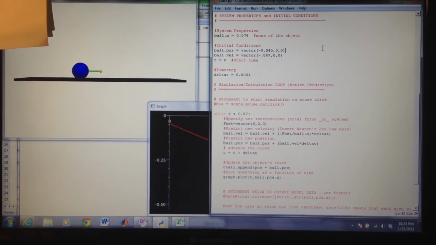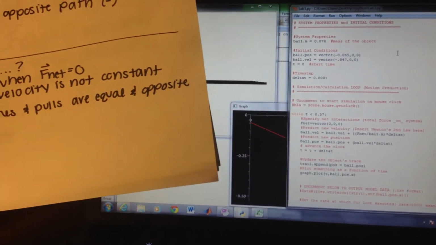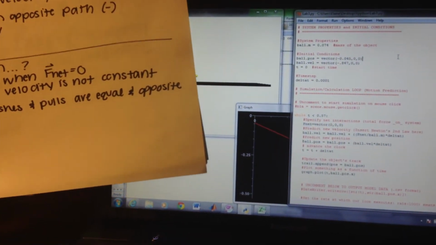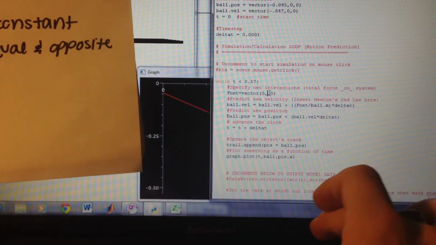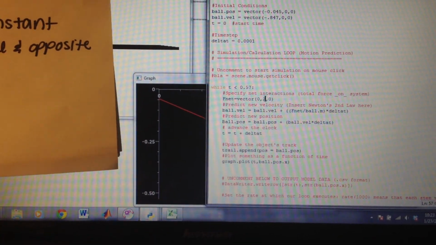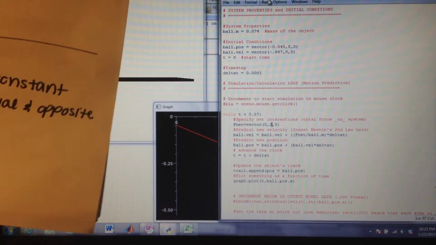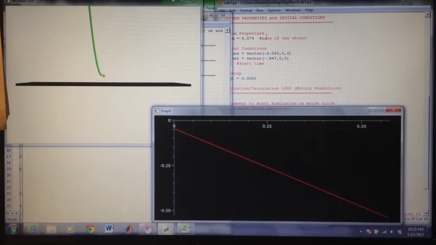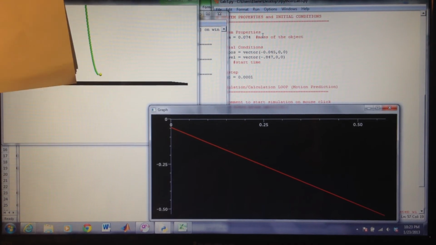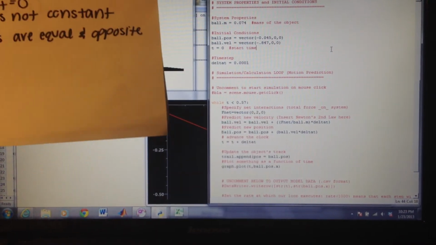What does all this mean? When Fnet is equal to 0, as shown in Newton's second law, there's constant velocity. However, if I change the Fnet, and so I go into my Fnet vector and make it anything but 0, there will be a change in motion, and the velocity will no longer be constant. We see this when I run my model here. The ball does not travel at constant velocity because there is a force acting in the y direction as shown in my vector.